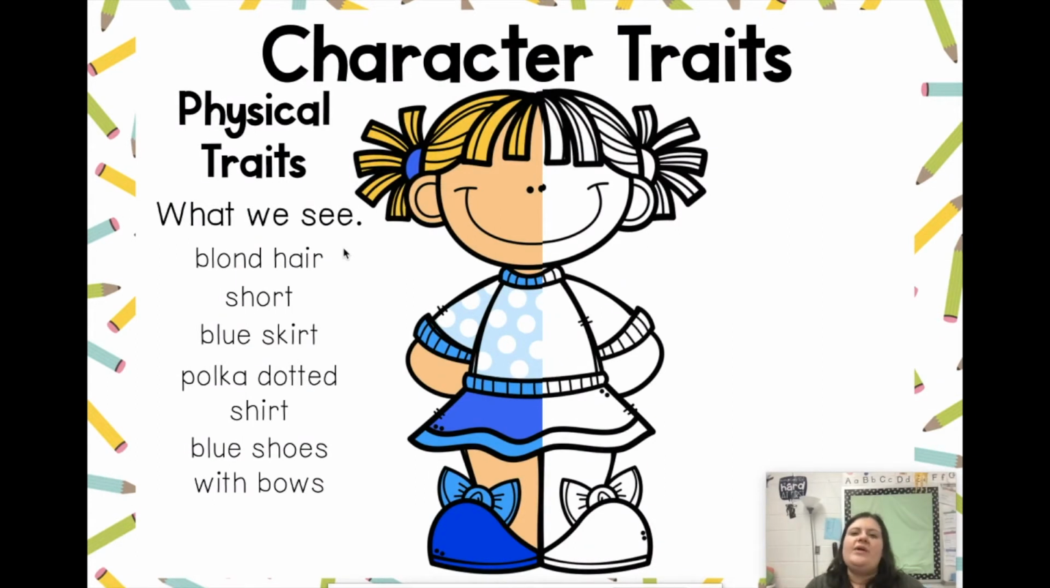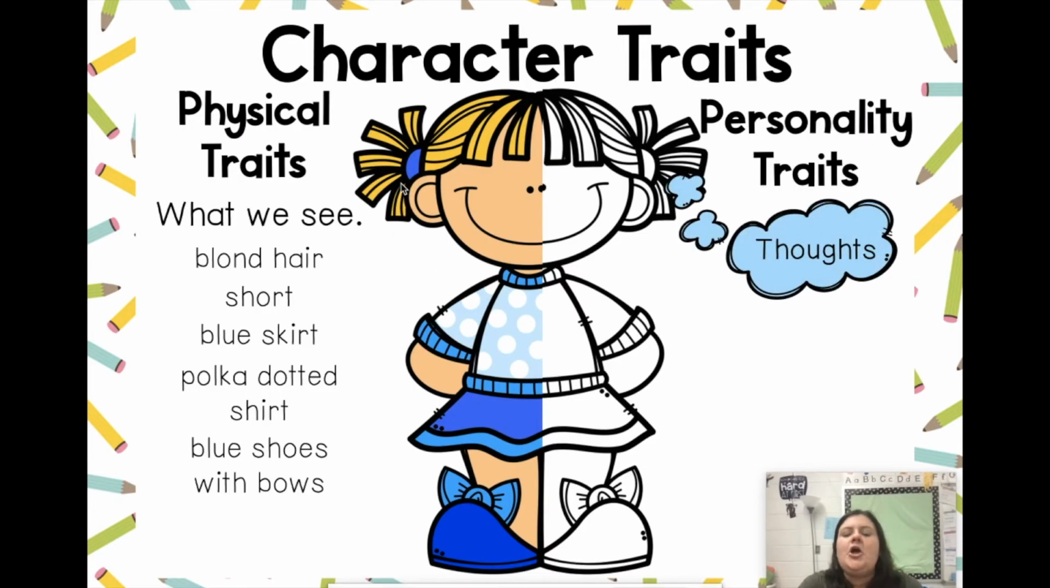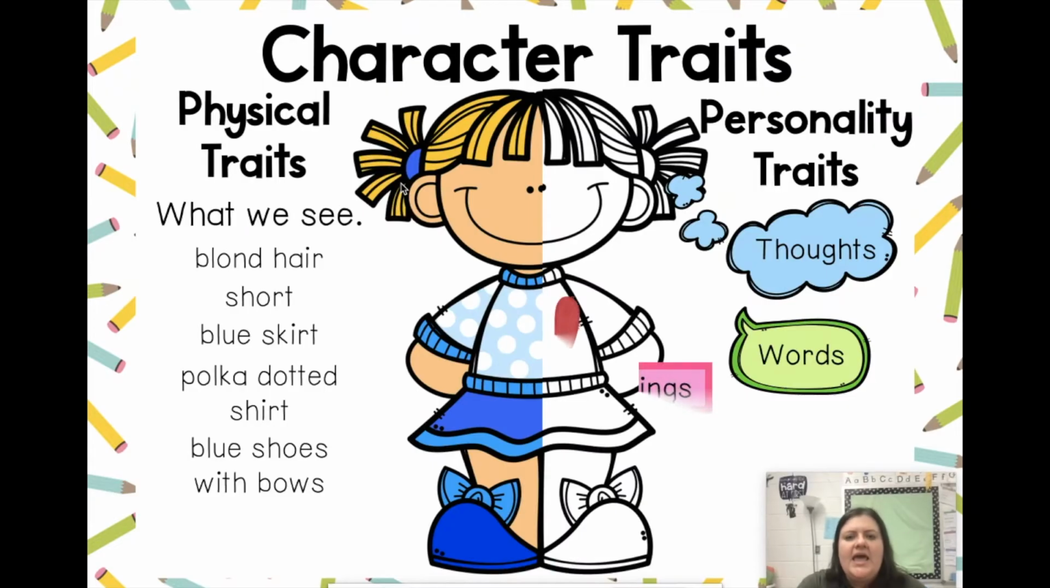But then we have our inside traits, which are our personality traits. We have to read the text and look at the pictures to really identify those. Those can be your thoughts. So what's the character thinking about when something big is happening in a story? The words: what exactly is the character saying? That's the point of view that we'll talk about in a couple of minutes. And then we have the feelings. How does the character feel about something big that happens?